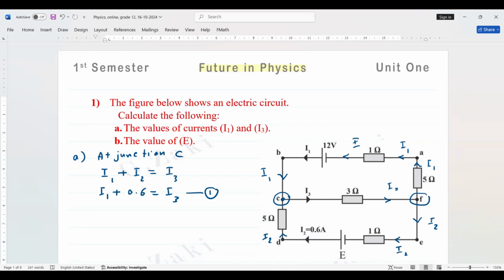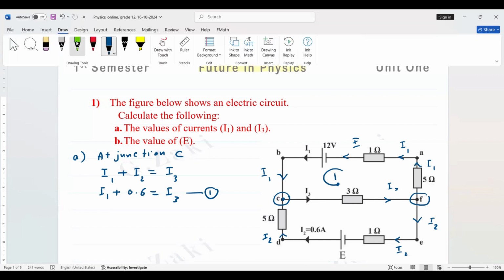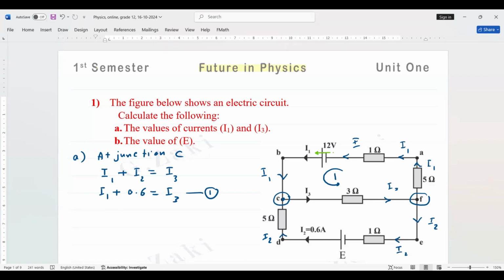Now we use the loop. Here we have 3 loops in the circuit. This is loop number 1. How can I choose loop number 1? According to the direction of the current in the circuit. You can see the current goes in this loop. Second, we have to put the direction of electron flow. The direction of electron flow is from negative to positive. This is the direction of electron flow. It is opposite to the direction of current in the loop.